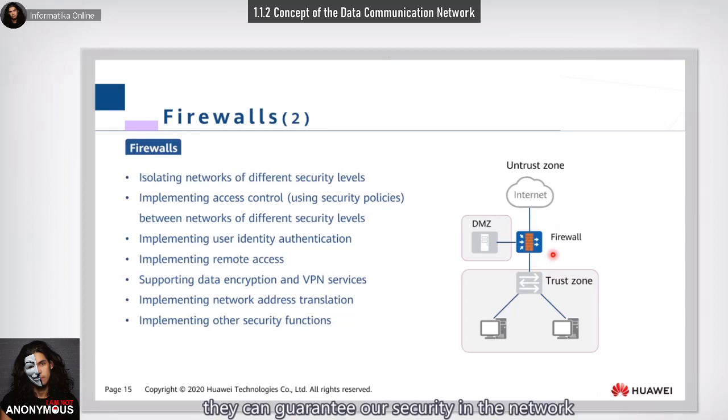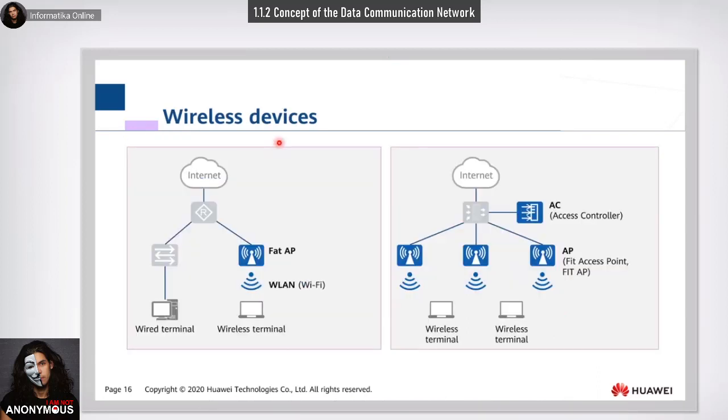Finally, there are some wireless devices. Now, people not only access the internet through wired devices, but also through wireless networks. A typical wireless network is Wi-Fi, right? So when we access the internet through Wi-Fi, we have two typical architectures. The first is the Fat AP architecture, which is usually used at home. At home, you will have a wireless router, and through this wireless router, you can access the internet through a cable, or you can access wirelessly.